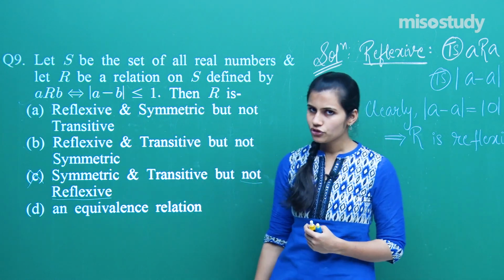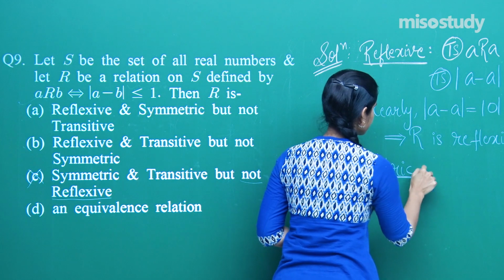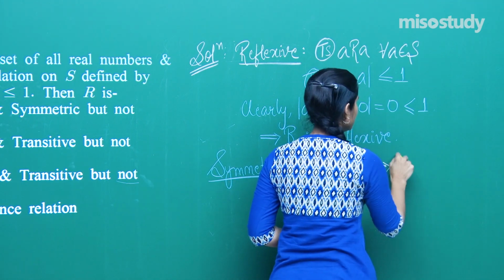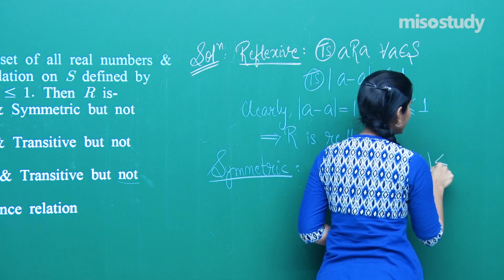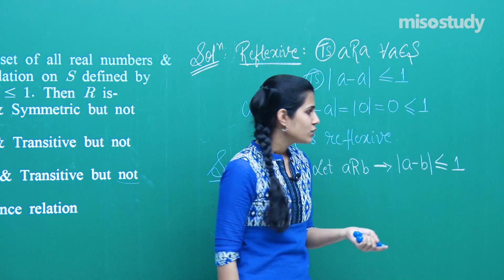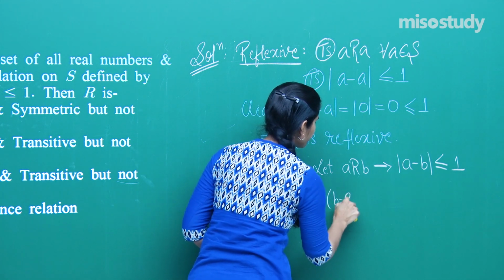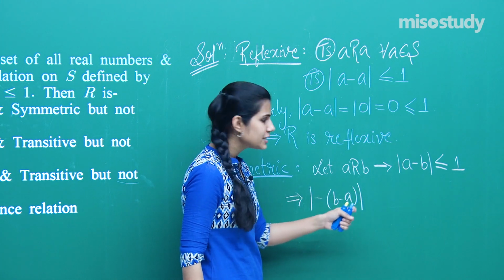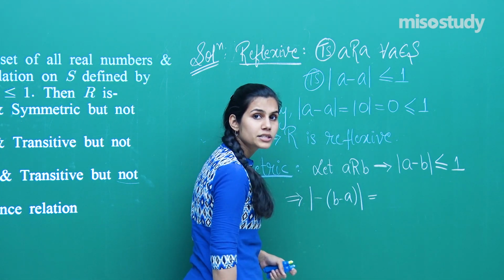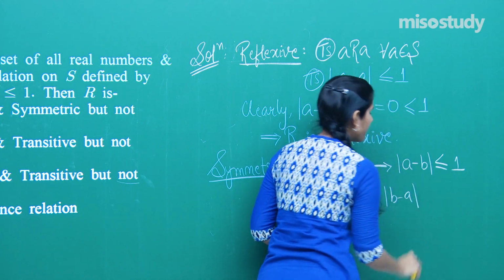But my R is reflexive, so C is wrong. Let's check symmetricity and transitivity. Let A be related to B. This implies the distance between A and B is less than or equal to 1. Now you obviously know that the distance between A and B is the same as the distance between B and A. But mathematically, if you wish to prove it, A minus B can be written as minus of B minus A. But the mod of a negative comes out to be what? Well, mod of minus x is the same as mod of x. So this is nothing but the modulus of B minus A.